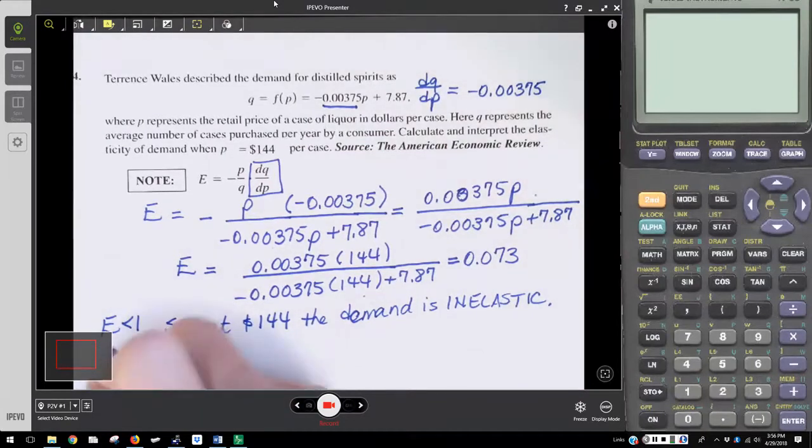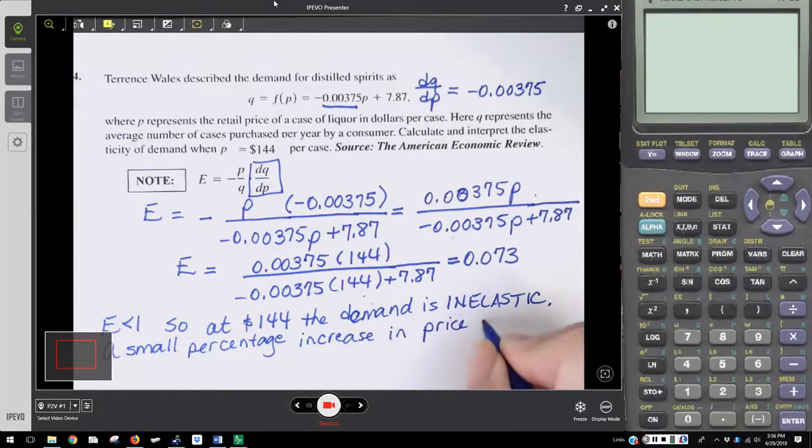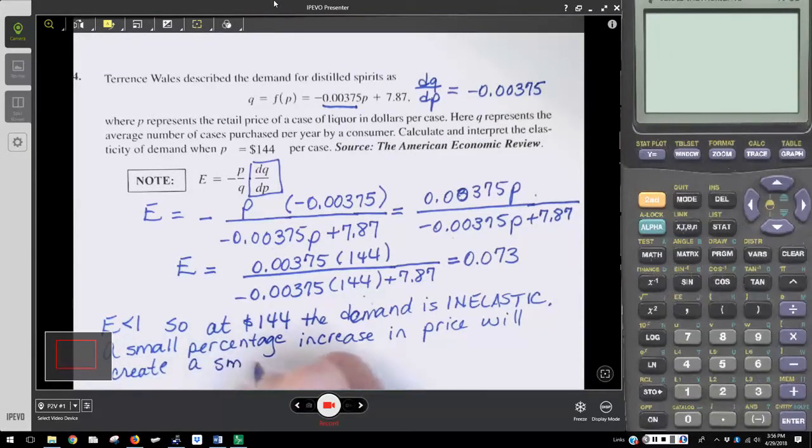And what that means is that a small percentage increase in price will create a small percentage decrease in demand.